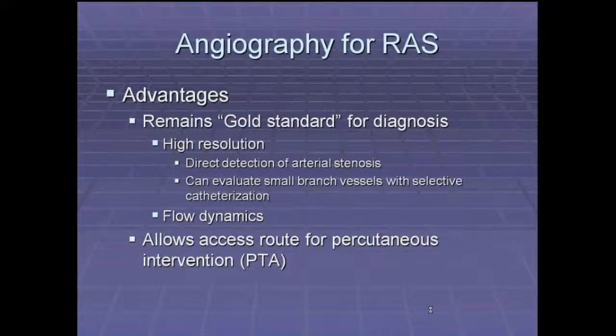All right? Angiography for renal artery stenosis. The advantages: it remains the gold standard for diagnosis. Okay? It has the highest resolution possible. It gives direct detection of arterial stenosis. It allows us to evaluate small branch vessels with selective catheterization. It gives us physiologic or hemodynamic flow patterns, right? In addition, it allows us an access route for percutaneous angioplasty if we find something, right?